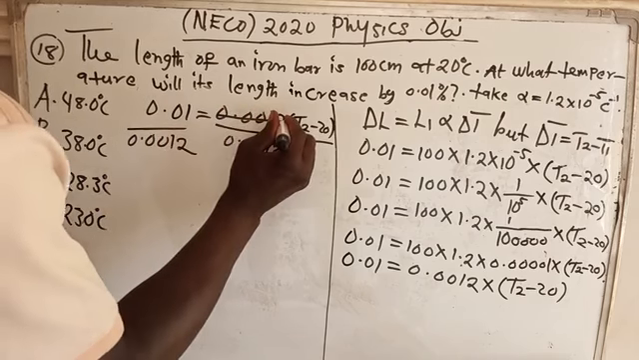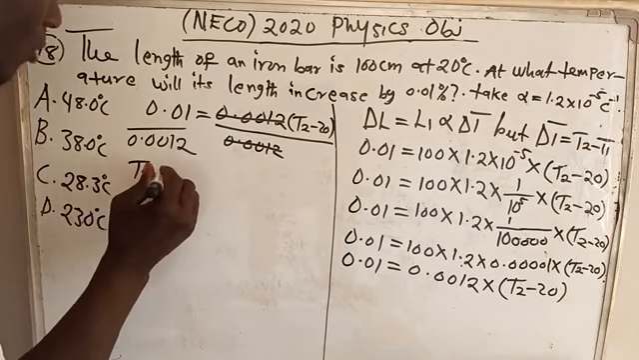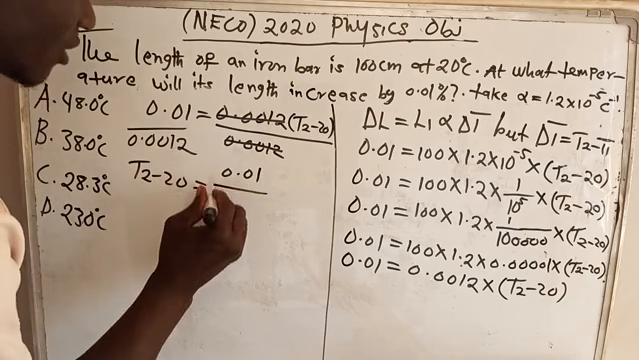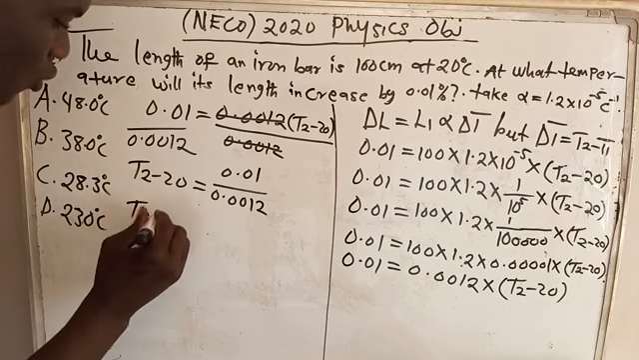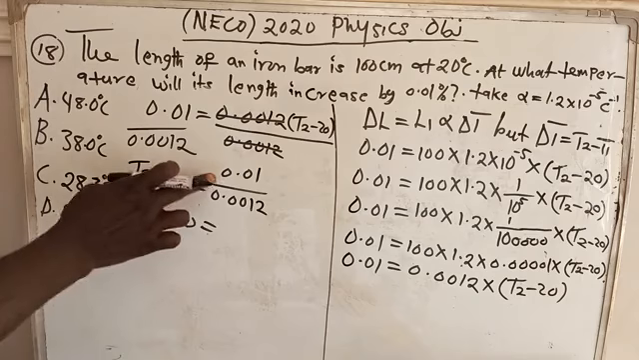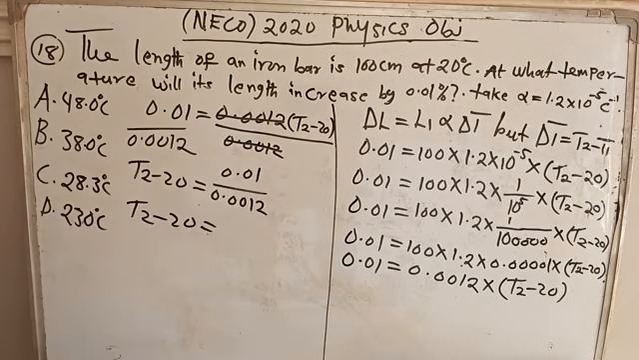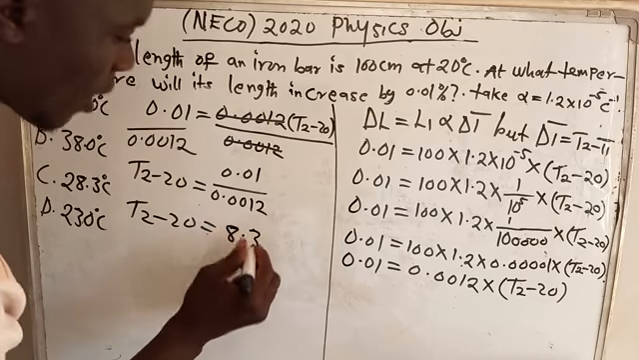So this 0.0012 cancels this 0.0012, and we will be left with T2 minus 20 equal to 0.01 divided by 0.0012. So T2 minus 20 will now be equal to 0.01 divided by 0.0012, and the result is 8.333, but let's just pick two decimal places.